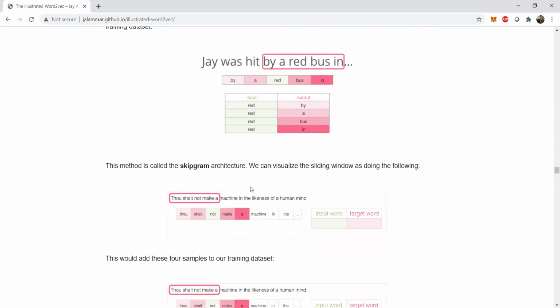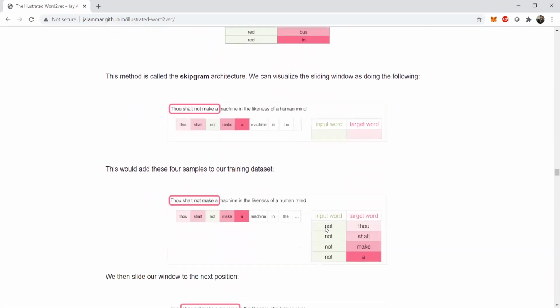Now, if we were to move back to predicting a single word given a particular context, we would go back to the skip-gram architecture. The skip-gram architecture is very important for predicting a single word given a particular context. In this example, "thou shalt not make a machine in the likeness of a human mind", if I have the input word "not", then the target words can be "thou shalt make a". These words in this vicinity, for this particular window range, will have very high probabilistic values.